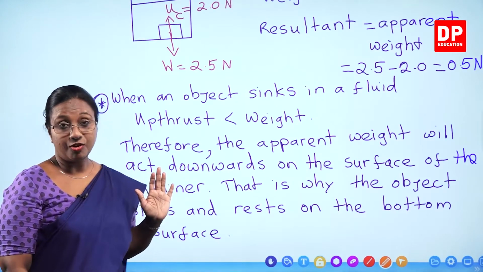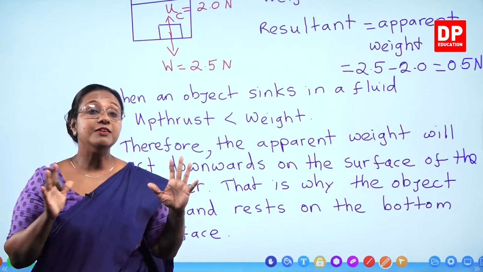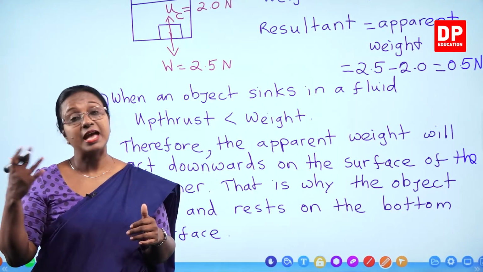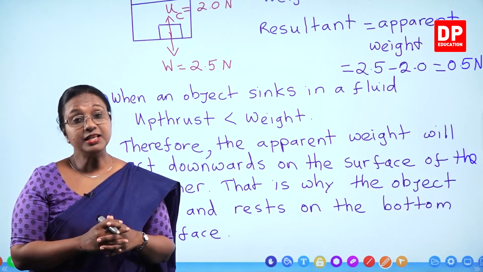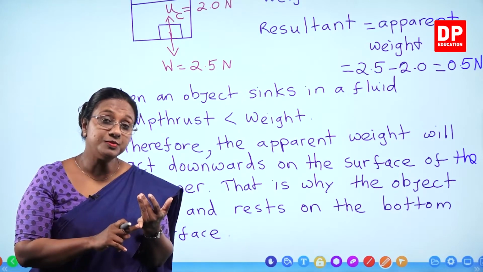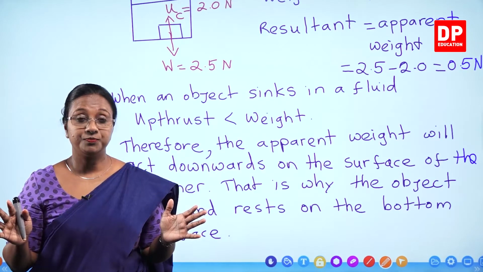Is that clear to you all? So from this, now you all can understand why different objects float, partially submerged, completely submerged, and sink in a particular liquid. So that again depends on the object as well as the fluid. Is that clear to you?